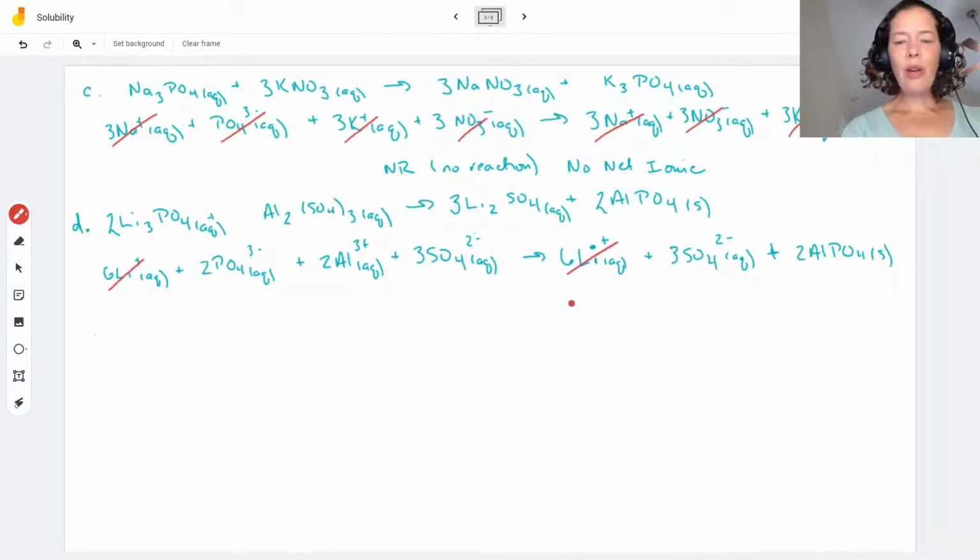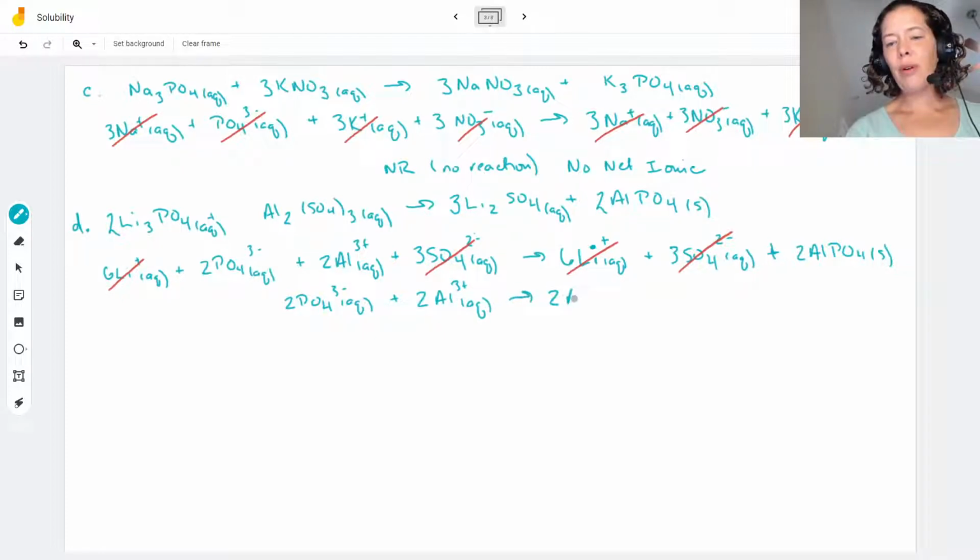So the lithiums go, and the sulfates go, and that's it. And so my net ionic equation is 2 phosphate anions plus 2 aluminum cations give me 2 aluminum phosphates.